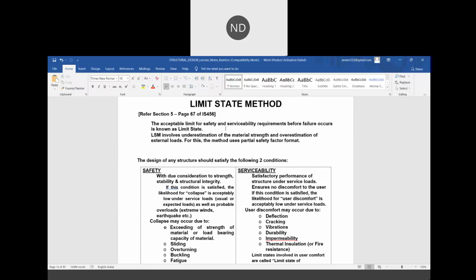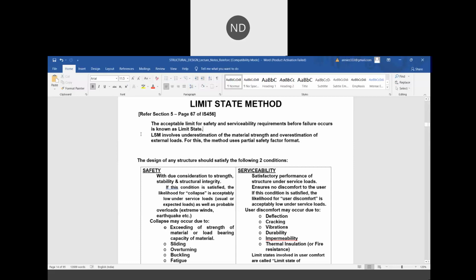The limit state method is the acceptable limit for safety and serviceability requirements before failure occurs. The limit state method involves underestimation of the material strength and overestimation of external loads. For this, the method uses a partial safety factor format.